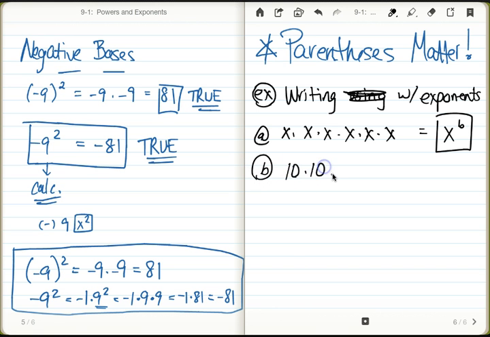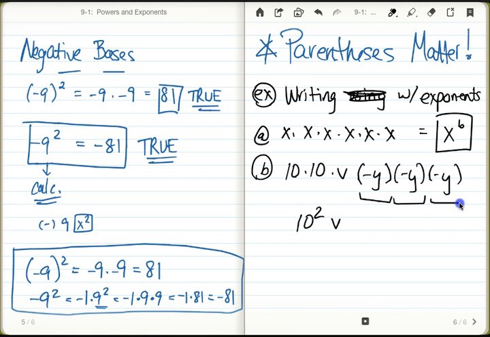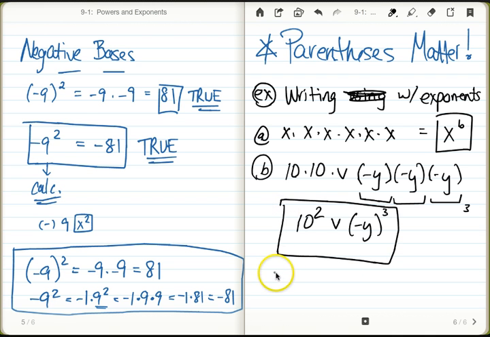Let's say I have 10 times 10 times v times negative y times negative y times negative y. I want to simplify this. Now, I just want to write it using exponents, so I don't need to come up with any numbers. But here I have 10 times 10, so that will be 10 squared times v. And then how many times is negative y being multiplied by itself? 3 times. So in parentheses, I need to keep that negative y. I'm going to say negative y to the 3rd power. I'm not evaluating. I'm not moving negatives anywhere else. I want to keep the same bases that I've been given. Okay, so this is how you would simplify that expression.